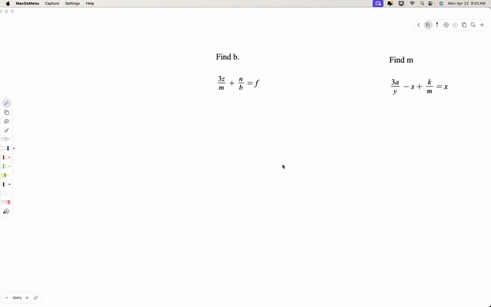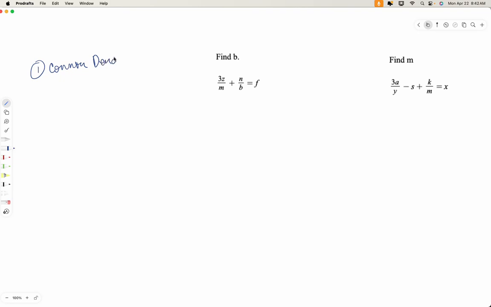Hi Hayden, so this is lesson 104. So we are going to follow the same steps every time we solve problems like these. And the first step is always to find the common denominator.